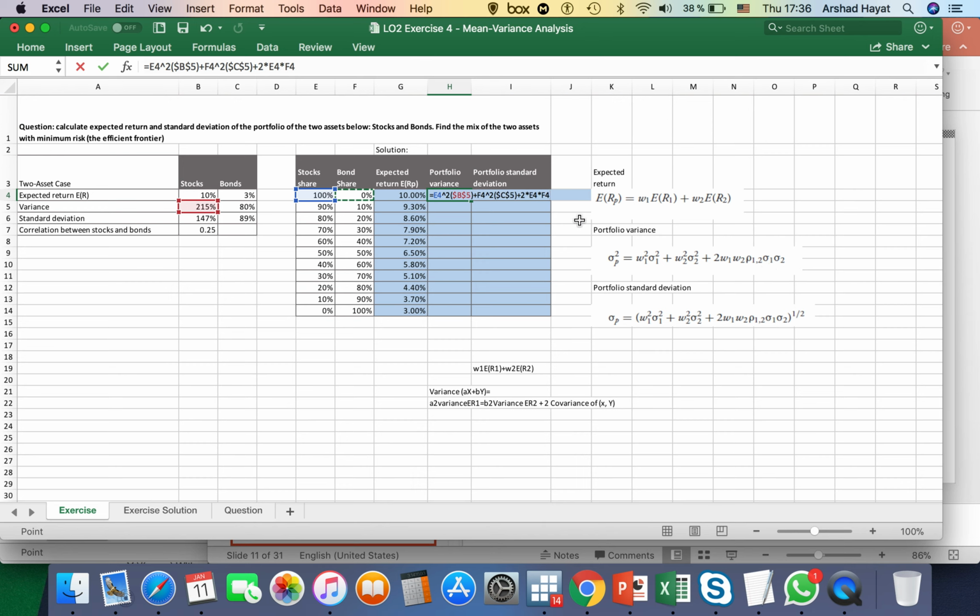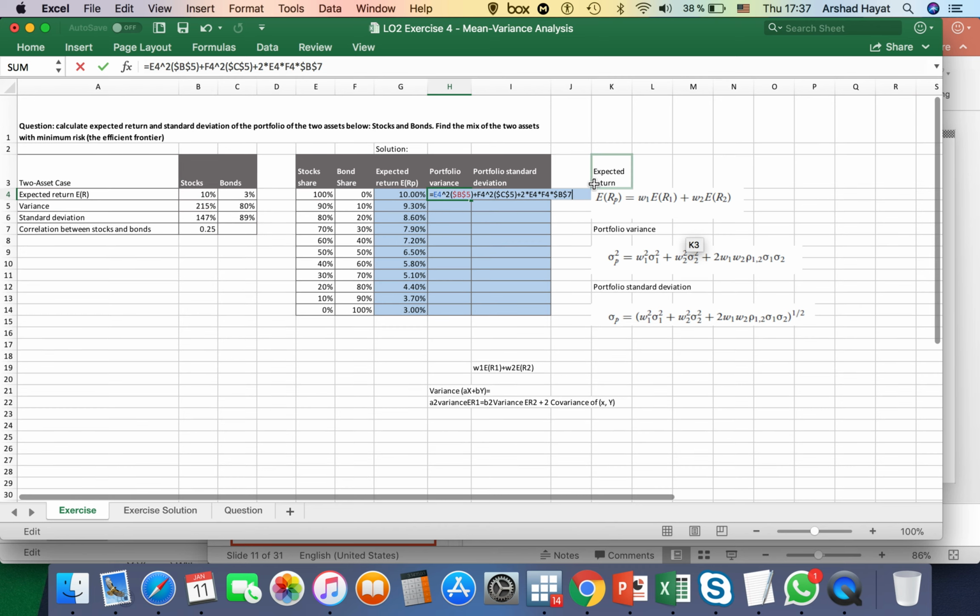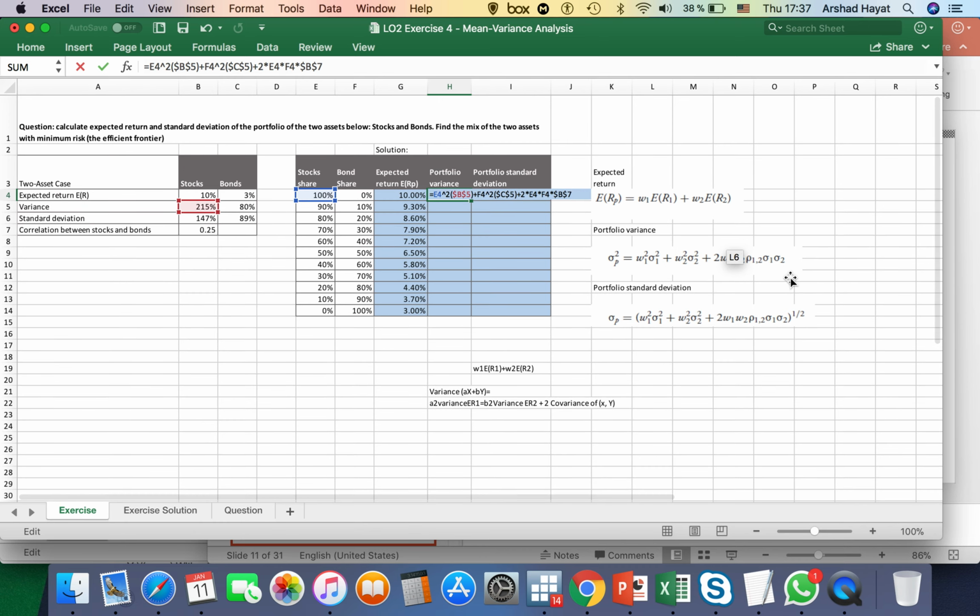So let's now multiply this by correlation coefficient. Now again, we don't want this to be changing, so our dollar sign here, our dollar sign here, and then this should be multiplied by standard deviation of stocks multiplied by the standard deviation of bonds. And click enter.